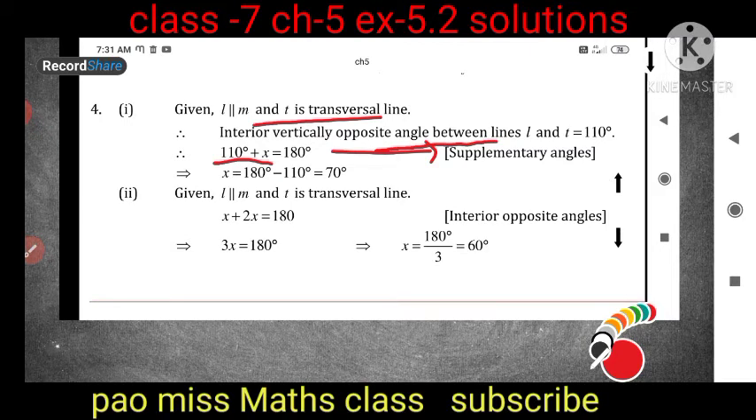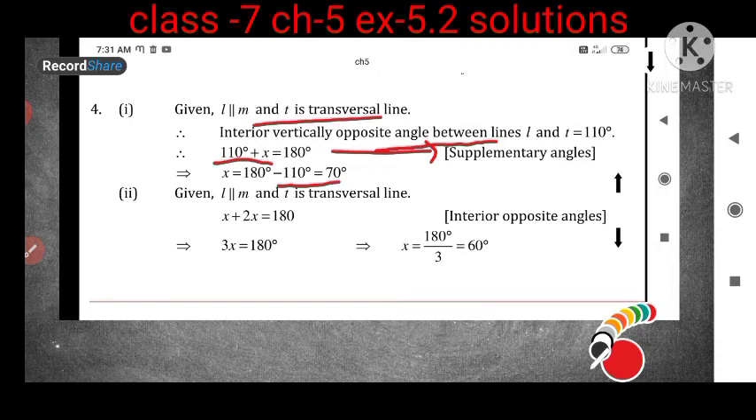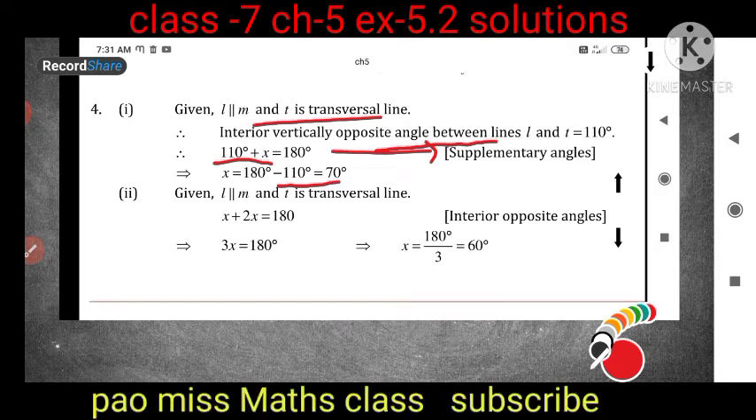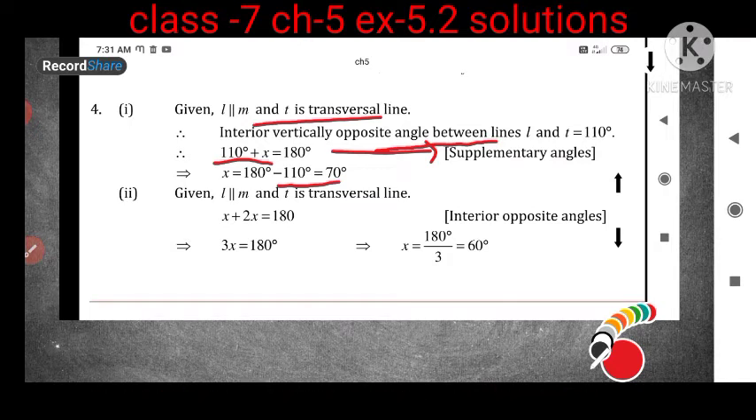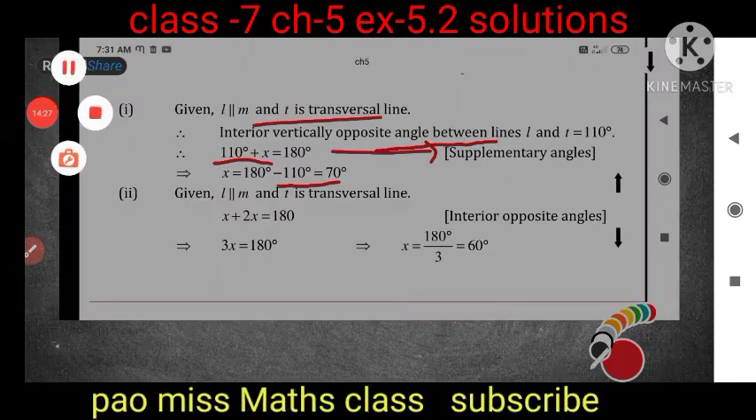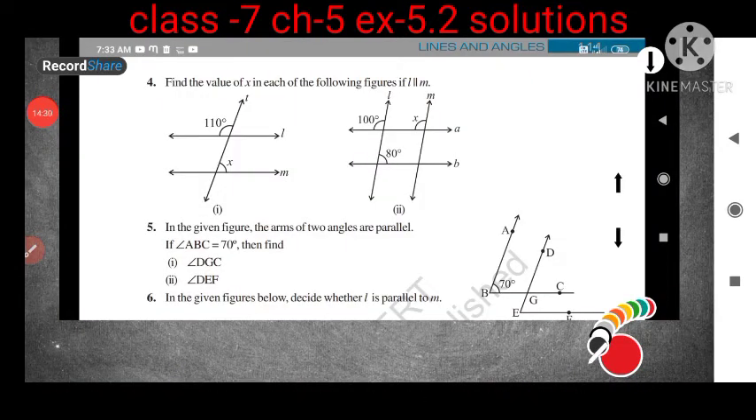So x equal to 180 minus 110 is equal to how much? 70 degrees. So x value is equal to how much? 70 degrees. Now come to the next question. First we will see the figure for this question. So here also you have to find the value of x, isn't it?